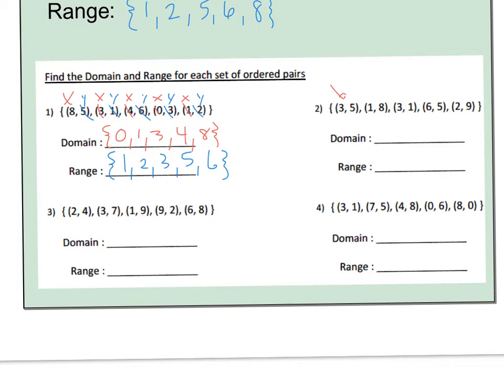Other side, find my x's, and my y's. Maybe I'll do my y's second just to make it less messy. Brackets. So I have a 1, a 2. Looks like I have two 3s, so I'm only going to write it in once. And then a 6. My range: 1. I have two 5s, so I'm only going to write it in once. An 8. And a 9.